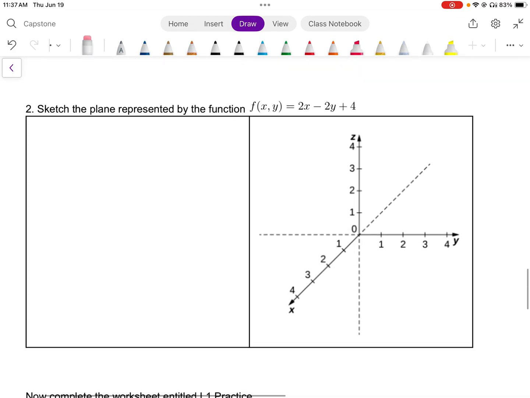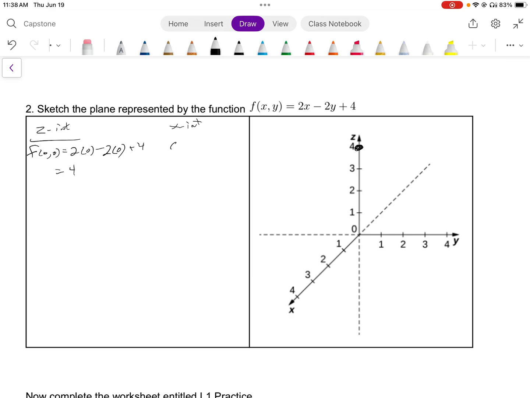And here's our final one. We're going to find our z-intercept, we're going to find our x-intercept, and we're going to find our y-intercept. So that is f of 0. 0 equals 2 times 0 minus 2 times 0 plus 4, and that's going to be 4. So 0, 0, 4, that's way up here.